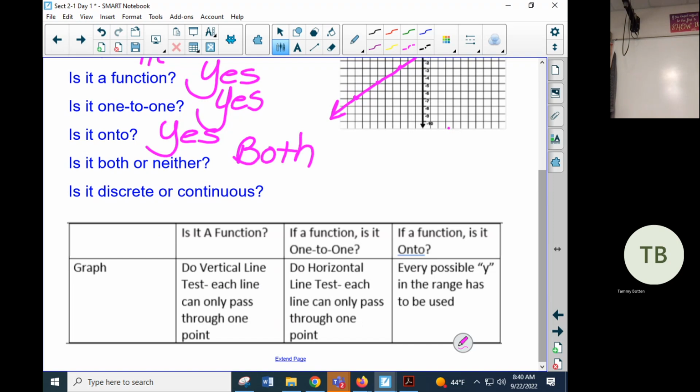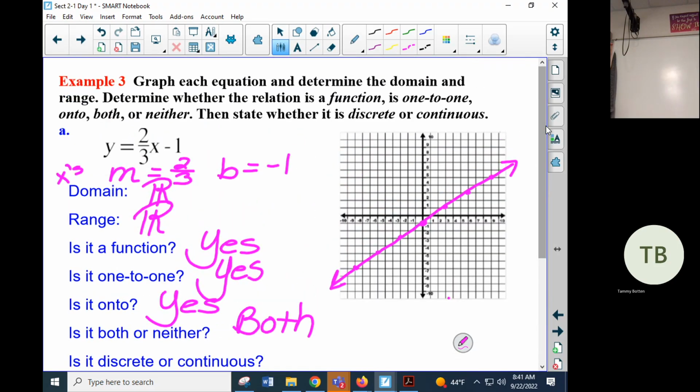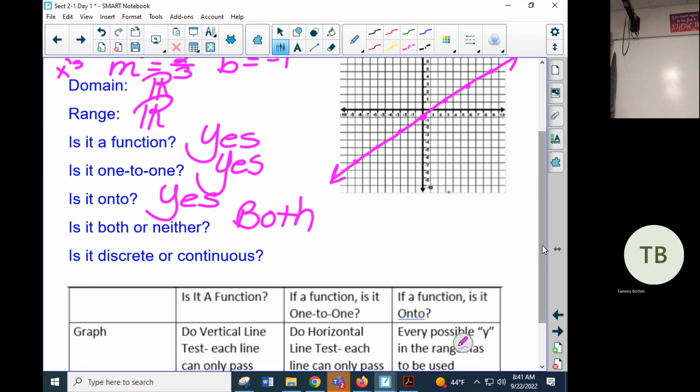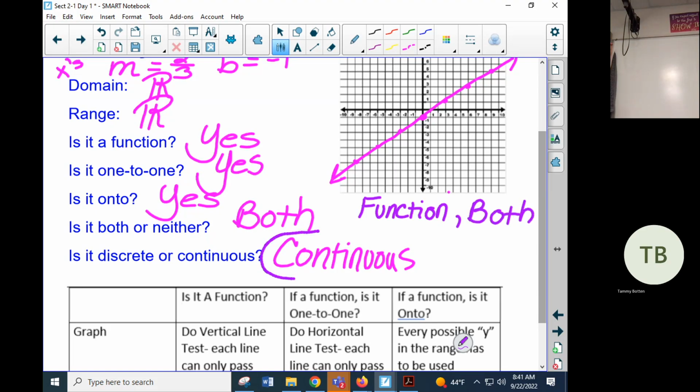And then is it discrete or continuous? This is a straight line and it's got a line through it, so that means it's continuous. If it was only dots or points on the graph, then it's discrete. This one has a line, so this is continuous. So here again, you would want to say that it is a function, and it's both 1-to-1 and onto, so you could just say both. And then it's continuous.